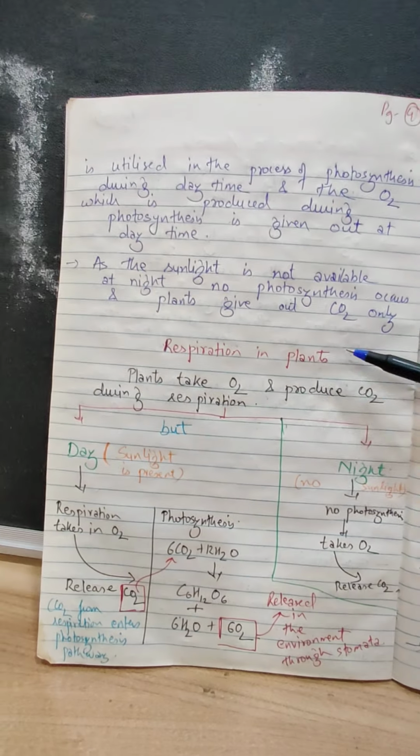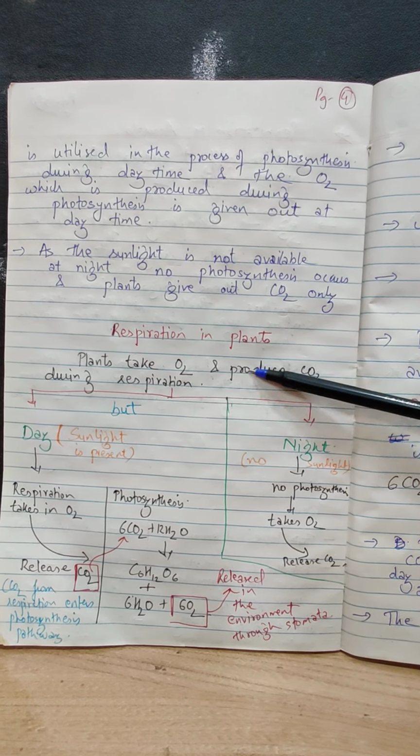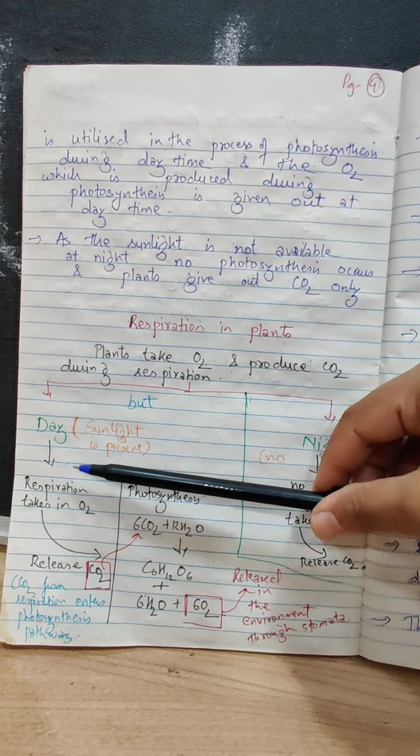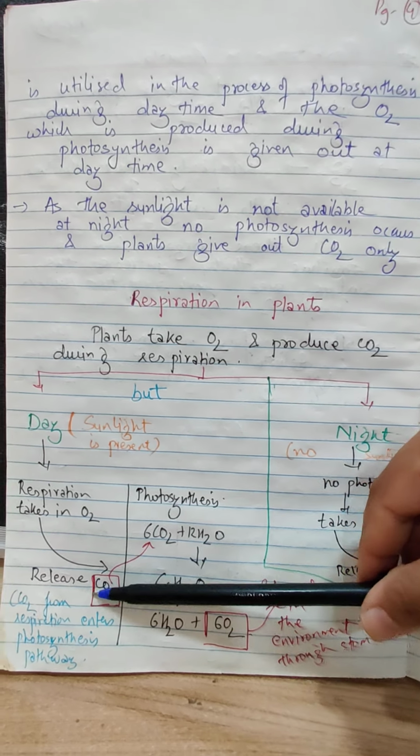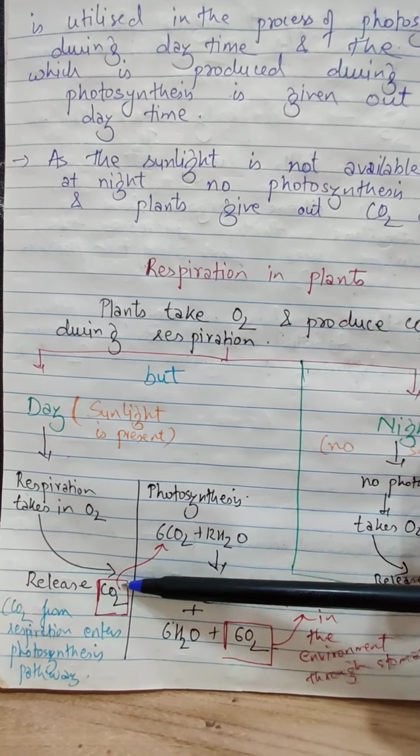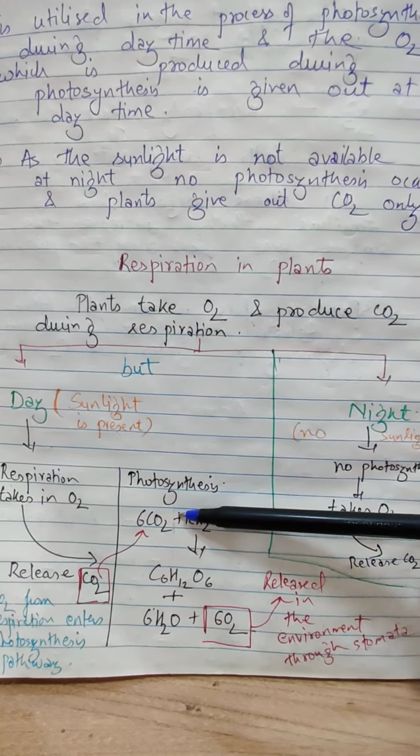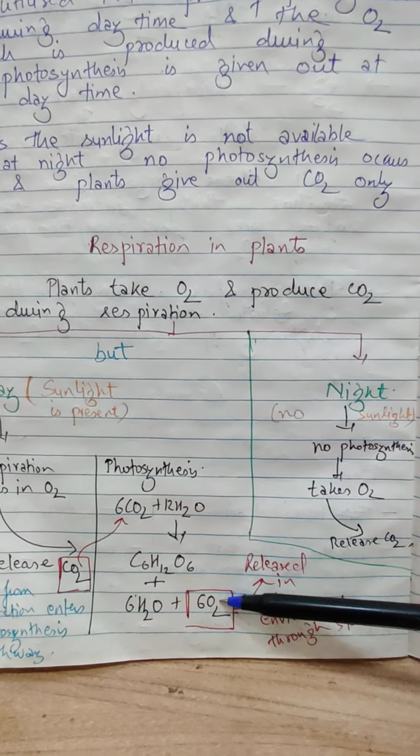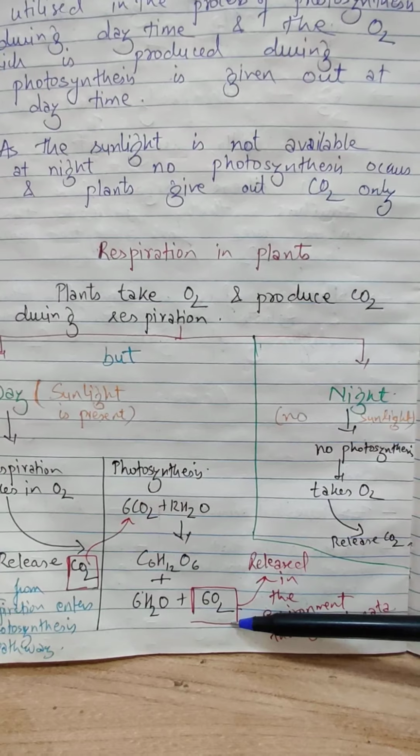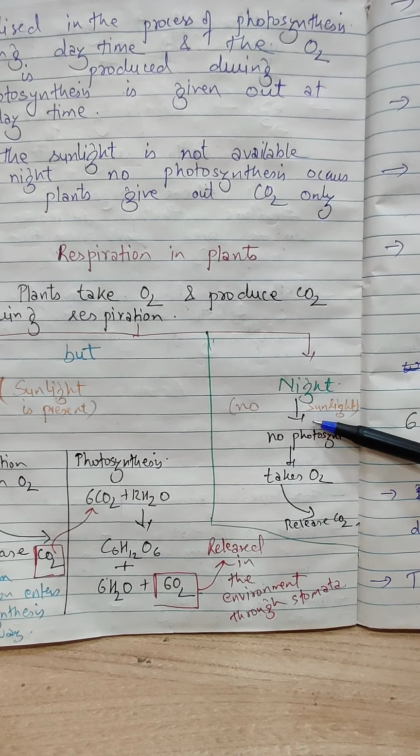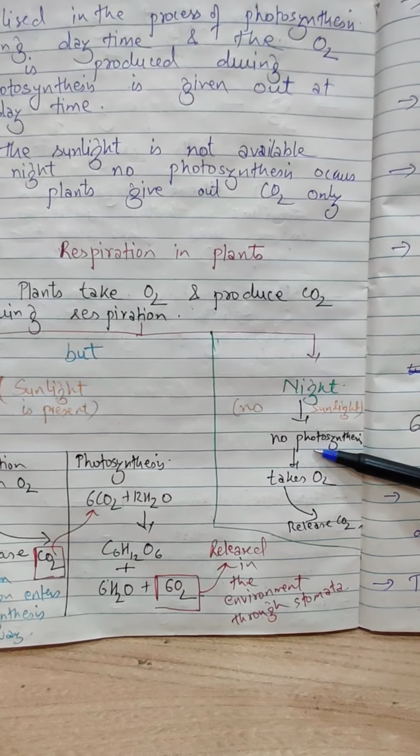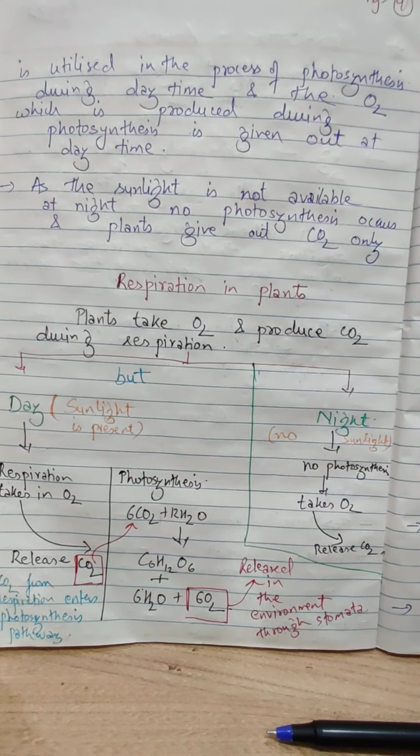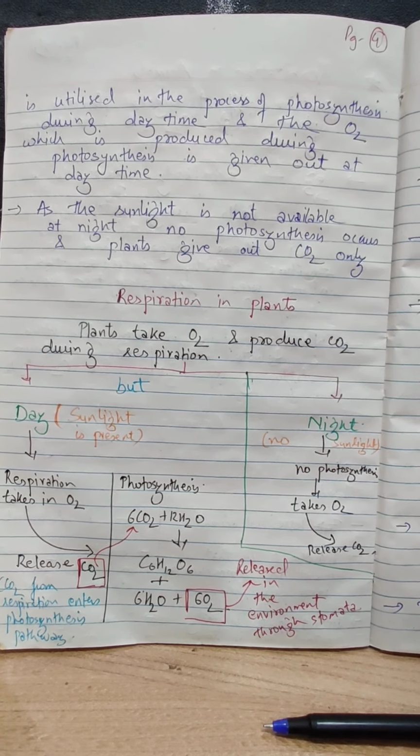So respiration in plants can be summarized as what? The plant takes oxygen and produces CO2 during respiration. But during the day, as sunlight is available, all the CO2 produced during respiration is utilized for photosynthesis, and the oxygen which the plant releases into its environment is the byproduct of photosynthesis. Whereas at night, as no sunlight is present, no photosynthesis occurs, so the plant seems to take in oxygen and release carbon dioxide. This is how plants respire.